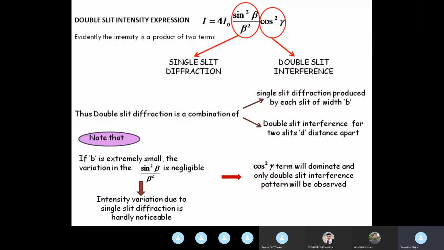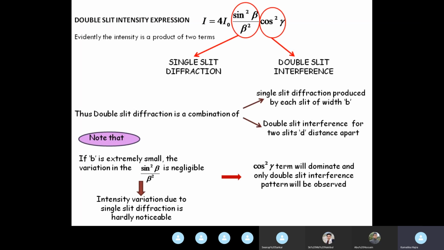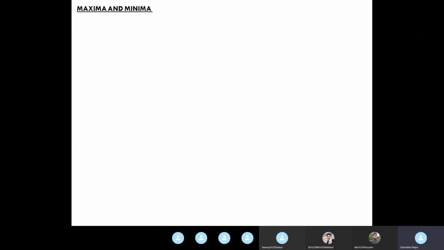So, okay, now we move on. Once we have obtained our expression of intensity, our next intention would be to obtain the positions of maxima and minima so that we can draw the intensity curve. All right, so maxima and minima. First, let us see when the value of the intensity goes to 0. That is the positions of the minima.